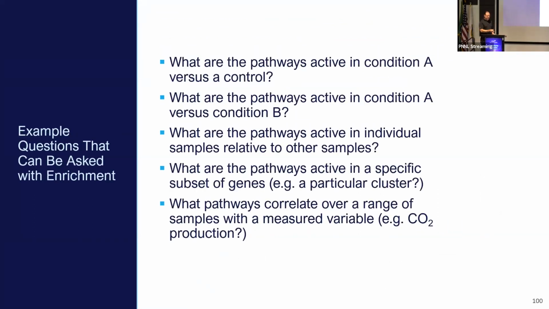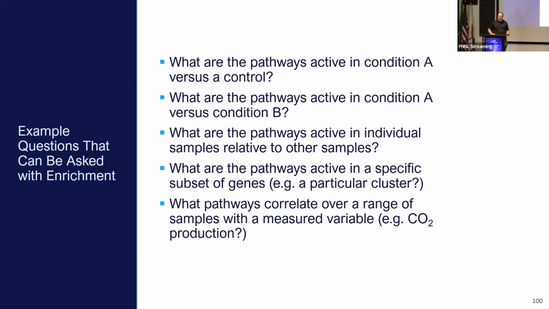So some of the questions, and I think we've gone over this already, are the same kinds of things you might be asking with differential expression. But now you're asking it at the pathway level, so you're a step closer to that phenotypic output that might be more biologically actionable. What are the pathways active in condition A versus some control, or in condition A versus condition B? What are the pathways active in individual samples?